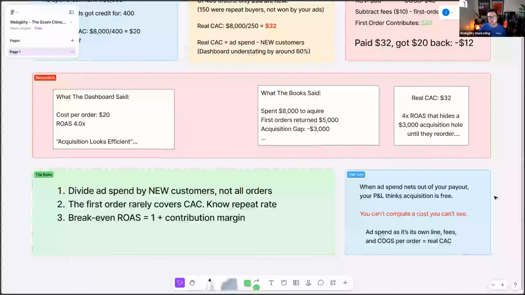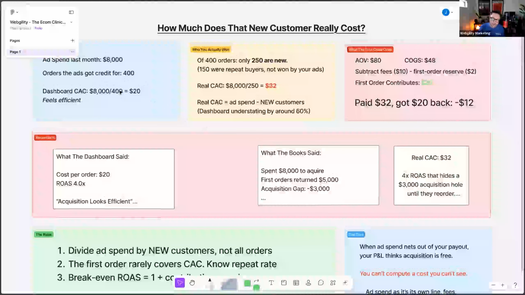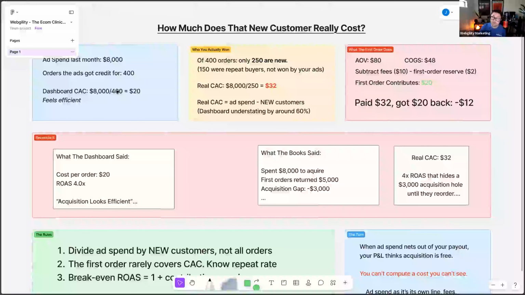So, again, you might look at the dashboard and it gives you confidence, but if you're just looking at the sales dashboard or the ad platform dashboard, you're probably not getting the whole picture, and you shouldn't necessarily feel confident in that because it's not giving you the whole picture.